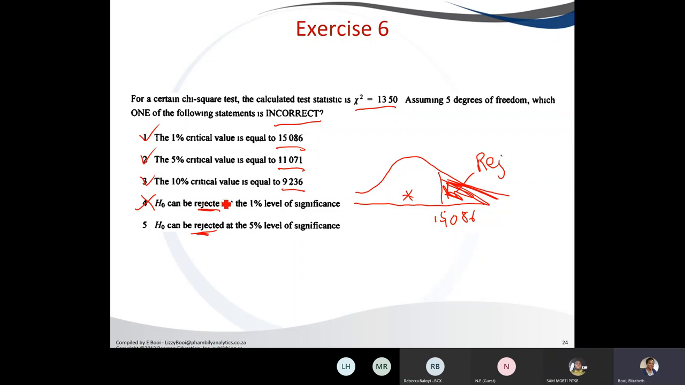If we look at number five, it says our critical value is 11.071. So if we put 11.071 here, our 13.5 will fall somewhere inside the rejection area, and therefore H naught will be rejected at that point. Which makes statement number four the incorrect one. So you need to know how to find the critical value and how to use your critical value and your test statistic to make a decision.